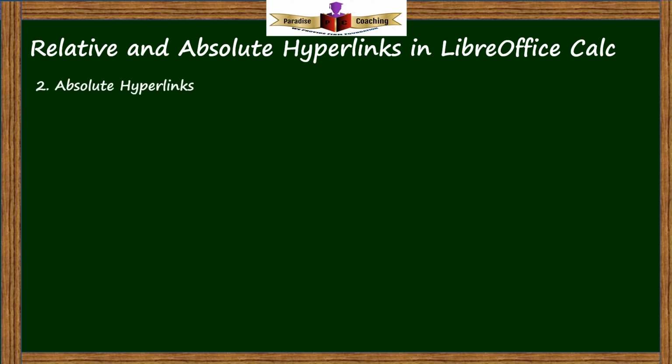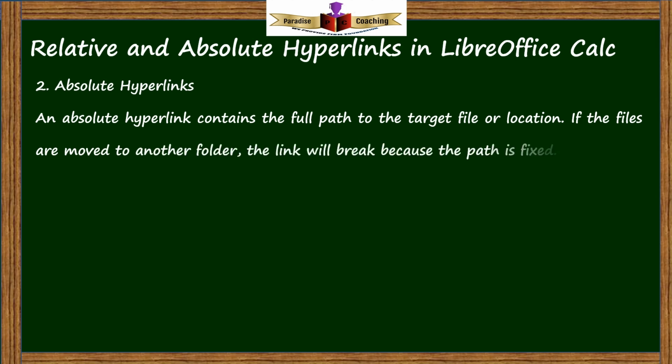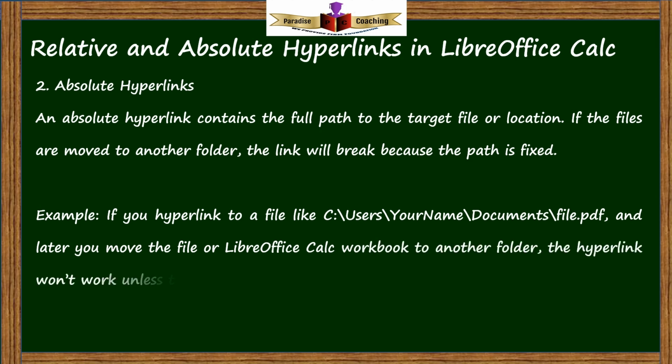2. Absolute hyperlinks. An absolute hyperlink contains the full path to the target file or location. If the files are moved to another folder, the link will break because the path is fixed. Example: if you hyperlink to a file like C:\users\yourname\documents\file.pdf and later you move the file or LibreOffice Calc workbook to another folder, the hyperlink won't work unless the files are in the exact same locations as specified.